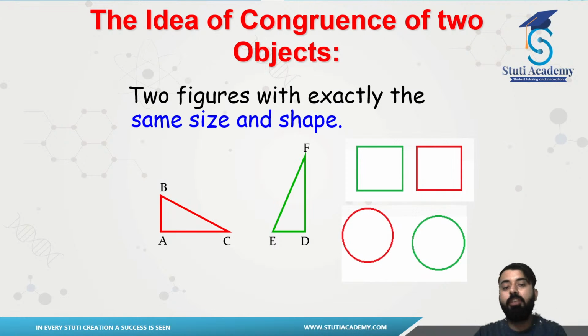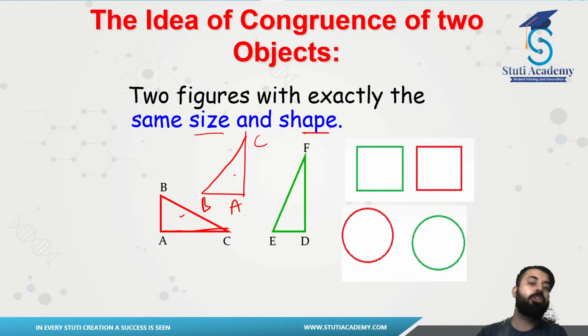Now in this case, you can see I have these two figures right here. I have triangle ABC, I have triangle EDF. If I just replace this one and draw it like this, this figure BAC will most probably be covering this one up. It seems like they are of equal dimensions. So two figures with exactly the same size and same shape will be congruent figures.